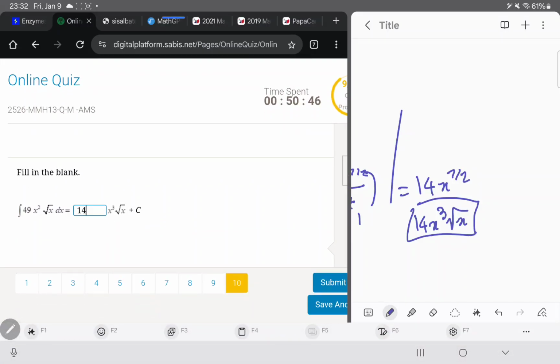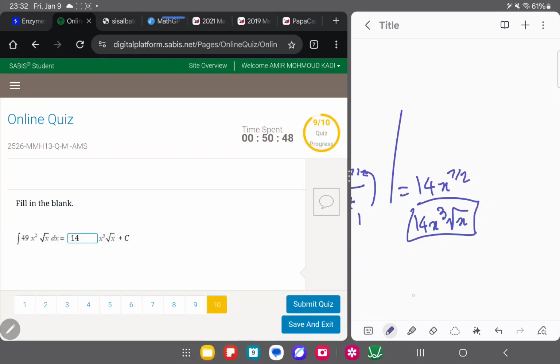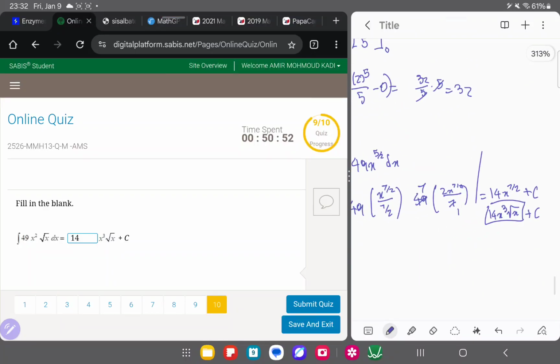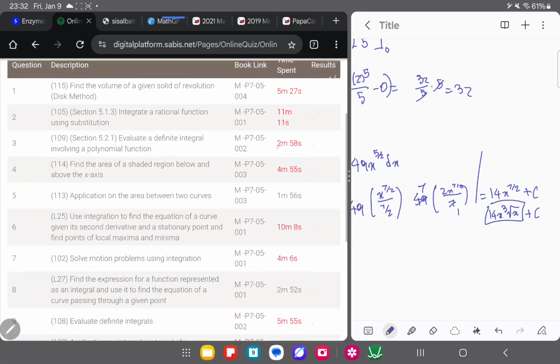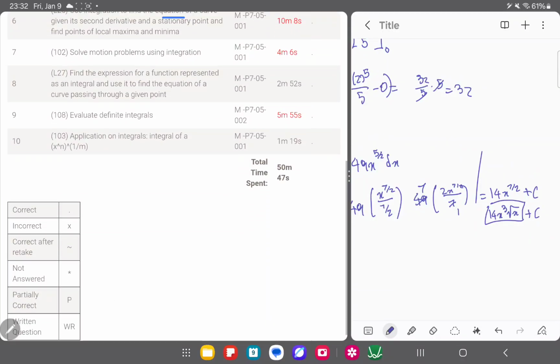And the coefficient here is 14. And you can't forget plus c, of course, when you're integrating an indefinite integral. And we, of course, did not get a single mistake.